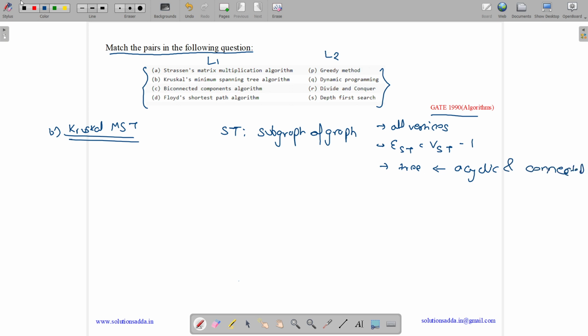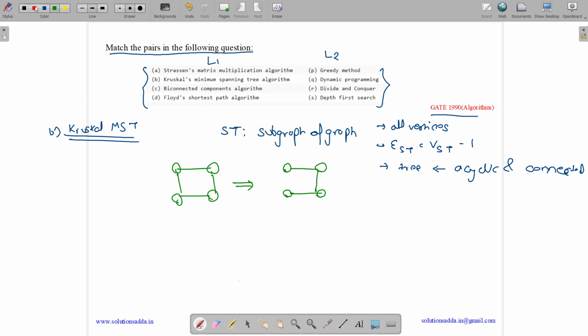Let me draw a spanning tree so that you can get it more clearly. Suppose this is a graph. What is a spanning tree for this? A spanning tree will have all the vertices. It will have number of edges equal to number of vertices minus 1, which means 3 edges. And it should be acyclic. Like this it will happen. We can have various spanning trees.